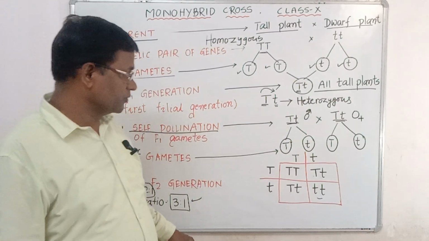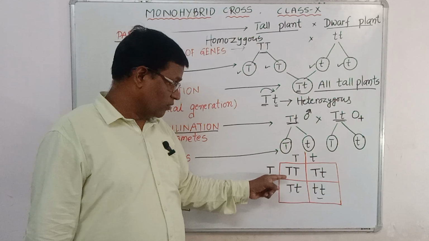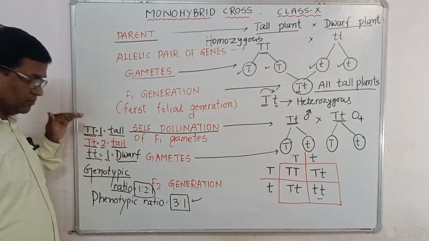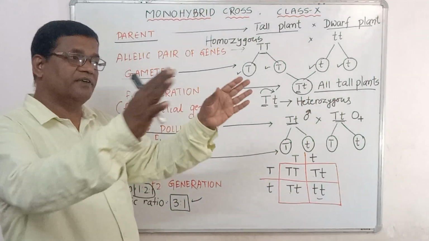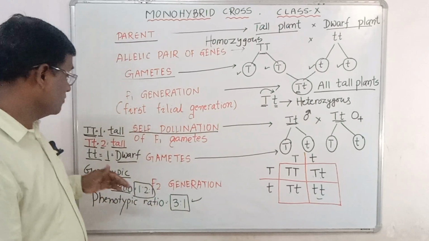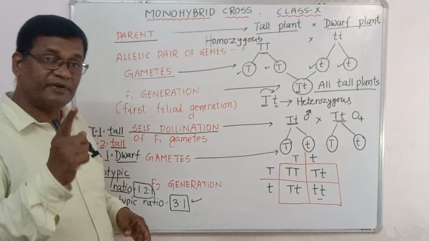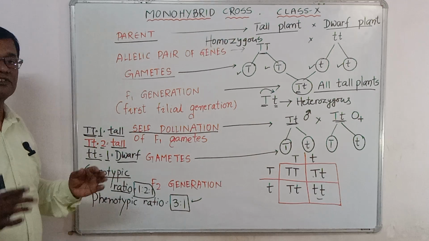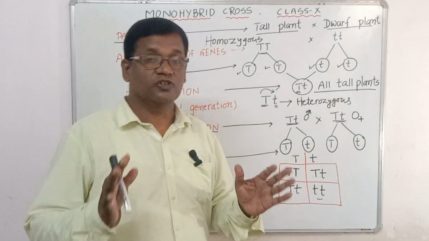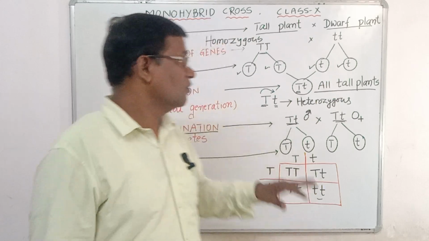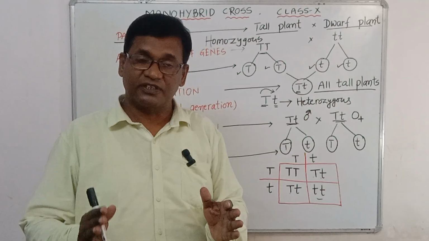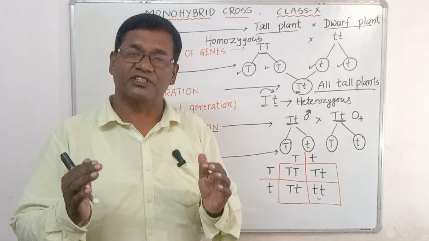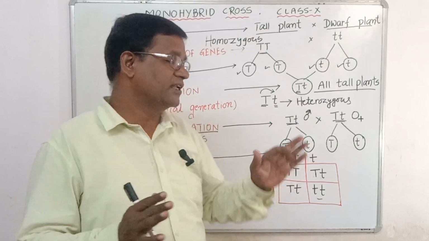When you do the F2 generation, what do we get? We get homozygous dominant, heterozygous dominant, and homozygous recessive. When you calculate the phenotypic, it is 3 is to 1, because the field has 3 tall plants and 1 short plant. When we do the genotype, we get capital T only 1, capital T small t only 2, small t only 1. That is 1 is to 2 is to 1. That's why the genotypic ratio is 1 is to 2 is to 1 for the monohybrid cross, and the phenotypic ratio is 3 is to 1. Phenotypic means physical appearance, genotypic means genetic constitution.